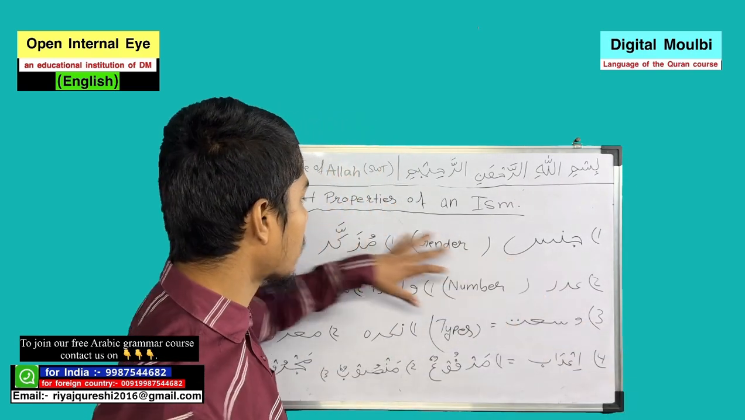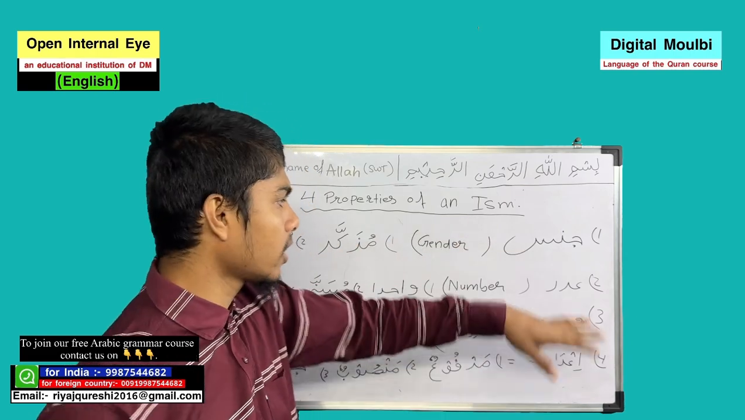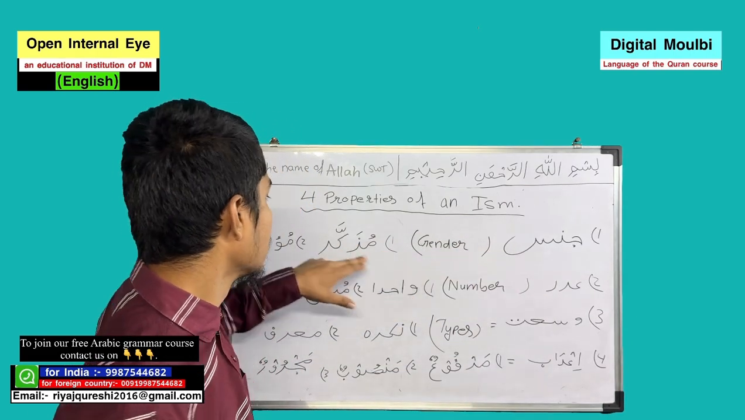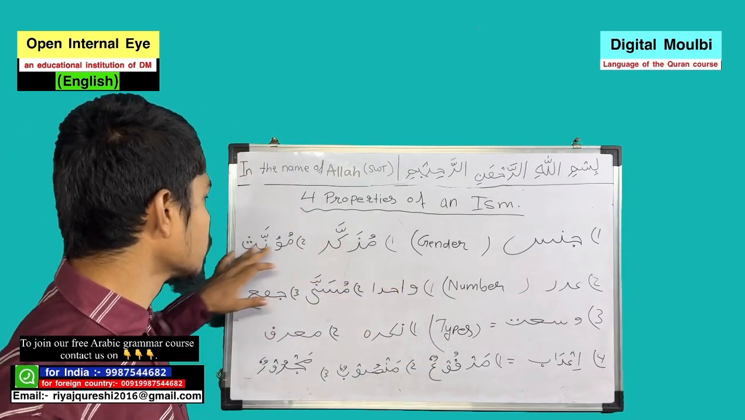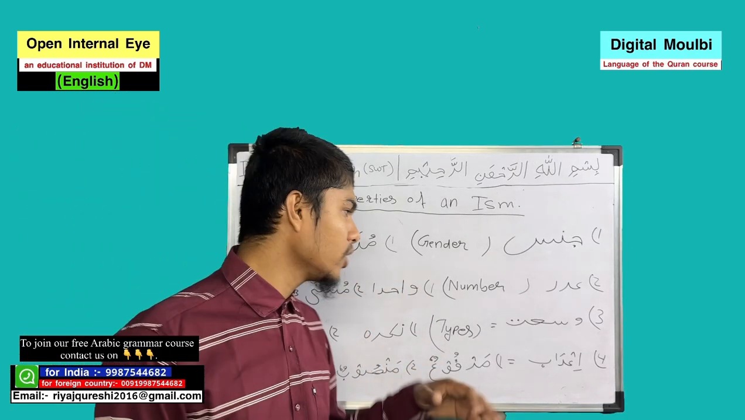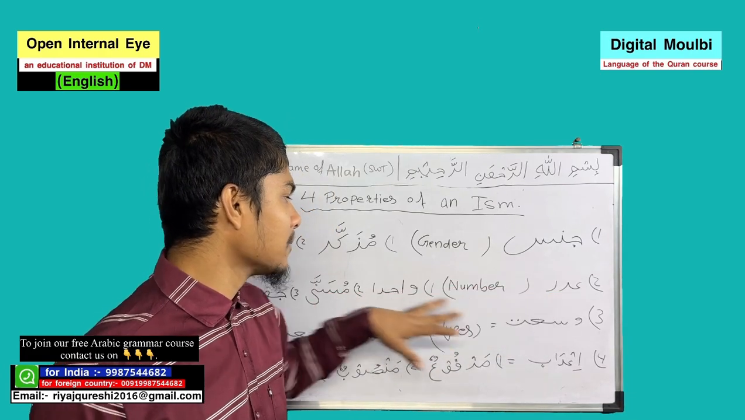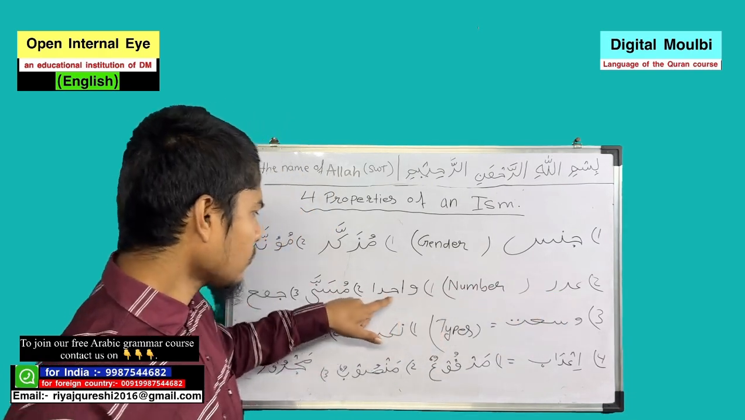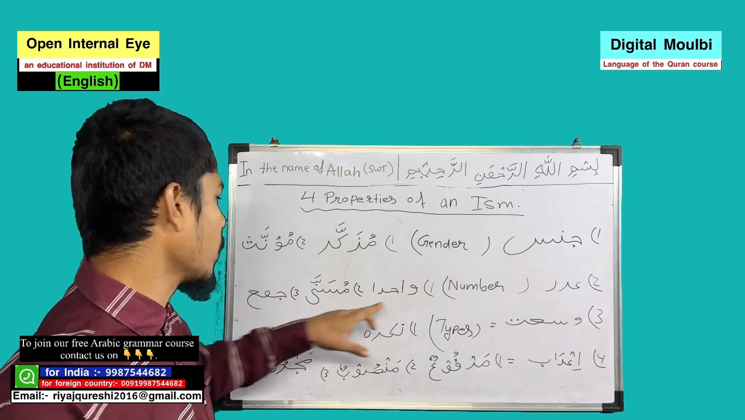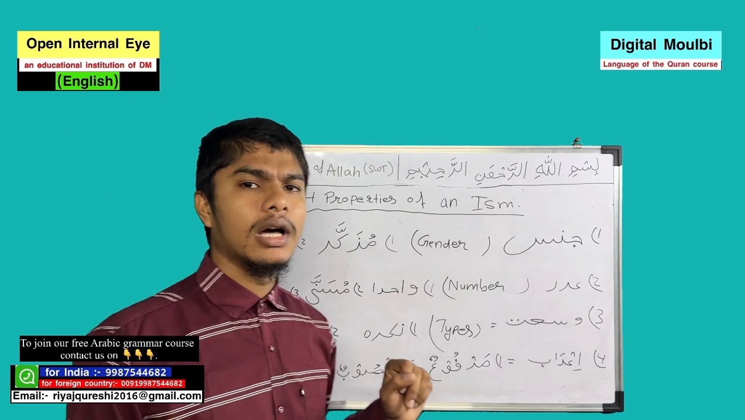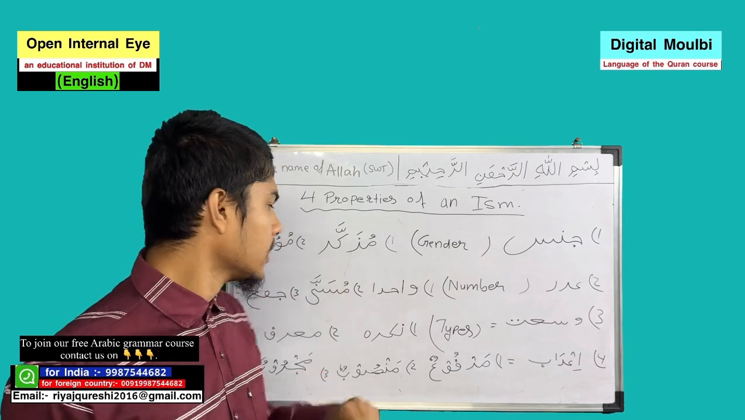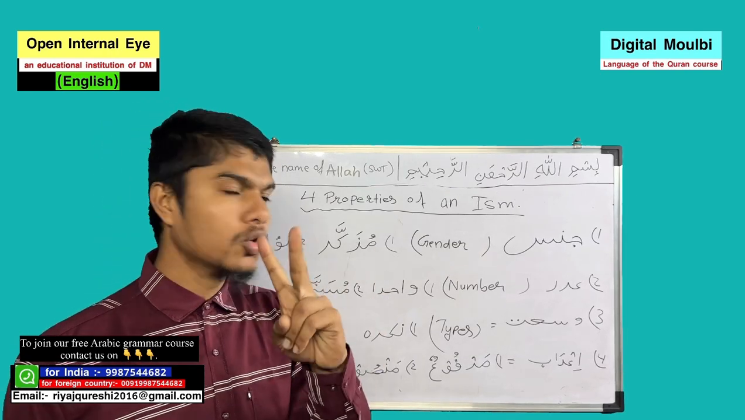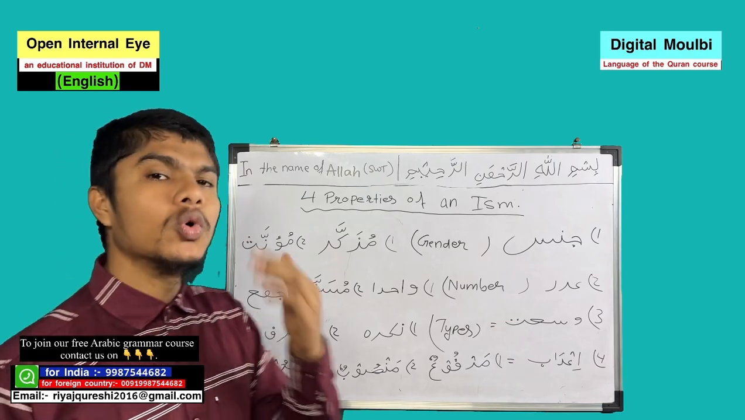So these are the 4 properties. You can write it down. Okay, jins, gender, muzakkar and muannas. There are 2 genders, only 2 genders. Remember that there are 2 genders, muzakkar and muannas, which is called masculine and feminine. Adad, there are 3 types of number. Wahid, muthanna, jama'. Wahid means 1, wahid will be used for 1, muthanna means pair, two, and jama' means more than two.